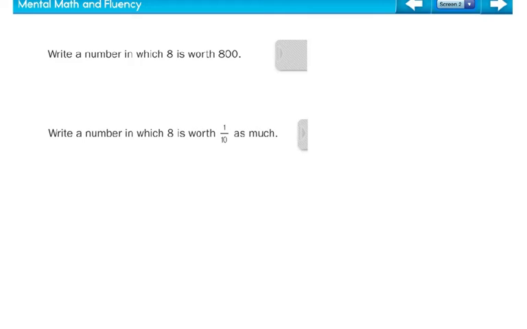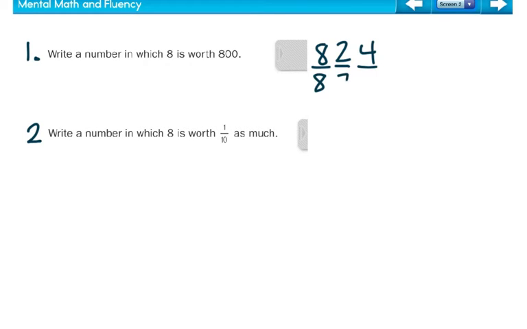On your whiteboard, you are going to write numbers based on some clues given here. So for number 1, you're going to write a number in which 8 is worth 800. So that's number 1. Number 2, you're going to write a number in which 8 is worth 1/10 as much. So let's do the first one together. As long as it has an 8 in the hundreds place, you can put any number here.